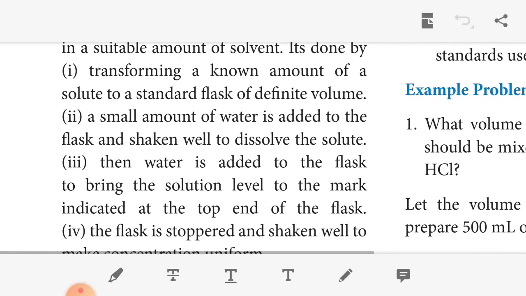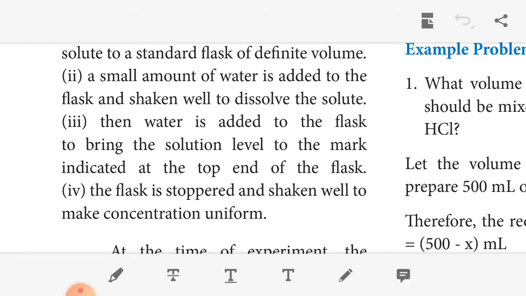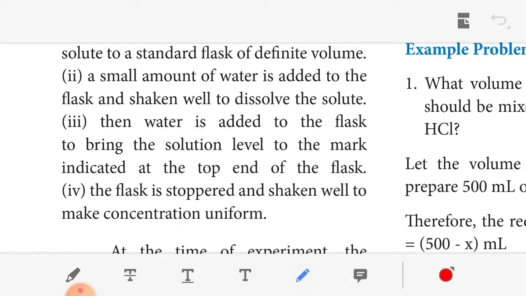Then a small amount of water is added to the flask and shaken well to dissolve the solute. Third, water is added to the flask to bring the solution level to the mark indicated at the top end of the flask. Fourth, the flask is stoppered and shaken well to make the concentration uniform.